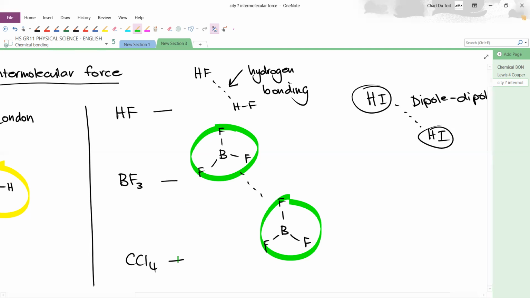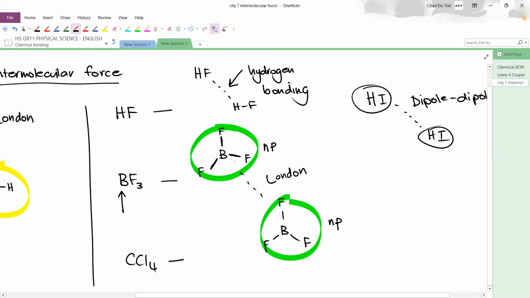Well, the molecule is symmetrically shaped. Therefore, the electrons will be dispersed evenly, so it will be non-polar. So this is non-polar, and this is non-polar, so this is London forces. Remember, boron is an exception to the octet rule. Boron is in group 3. It only has 3 valence electrons, so it can only have 3 bond areas: 1, 2, 3.